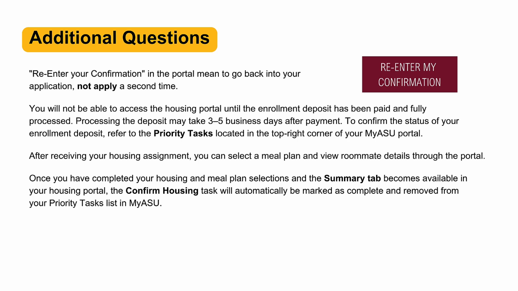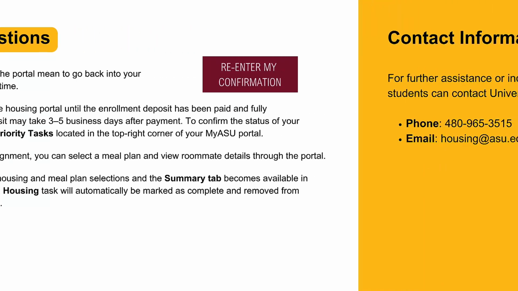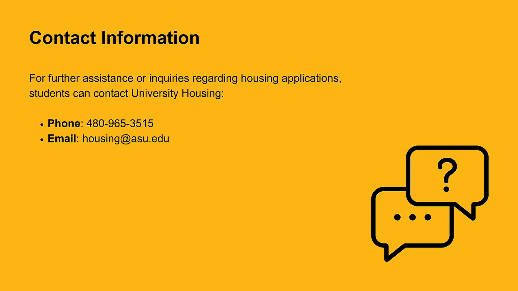After receiving your housing assignment, that's when you can select a meal plan and view roommate details through the portal. Once you have completed your housing and meal plan selections, the Summary tab becomes available in the housing portal. The Confirm Housing task will automatically be marked as completed and removed from your priority task list in My ASU.